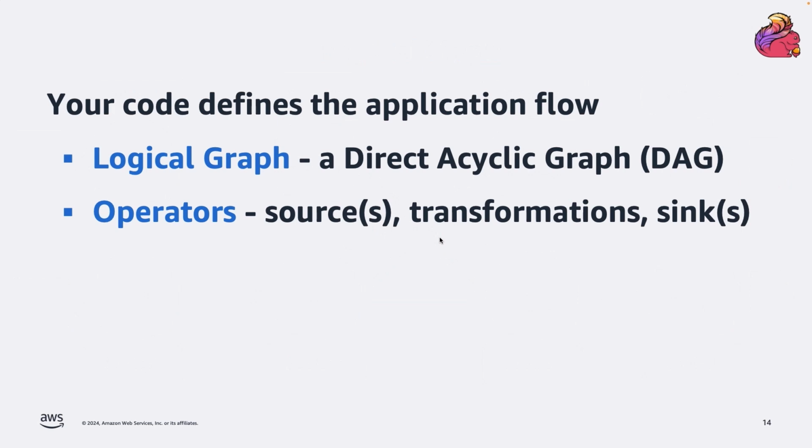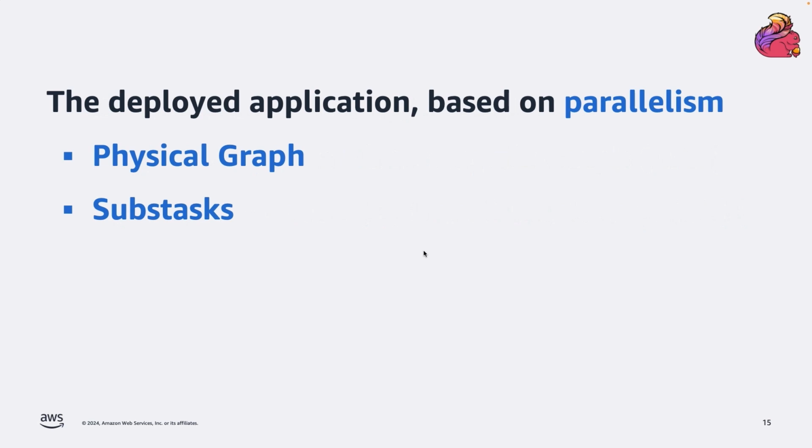To recap, the application flow based on our code defines the logical graph. A logical graph is a DAG, or a directed acyclic graph. The logical graph is composed of operators, one or more sources, some transformations, and one or more sinks. When we deploy our application, we choose the parallelism. Based on this, and the data flows between operators, Apache Flink generates a physical graph composed of subtasks. And that's it for the definitions.